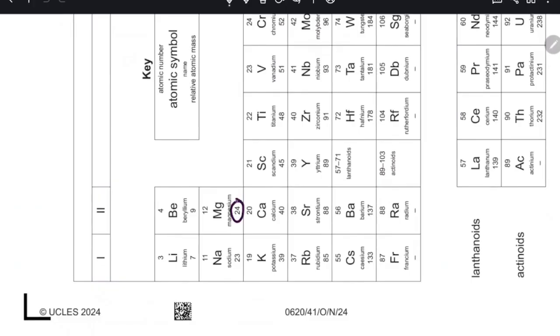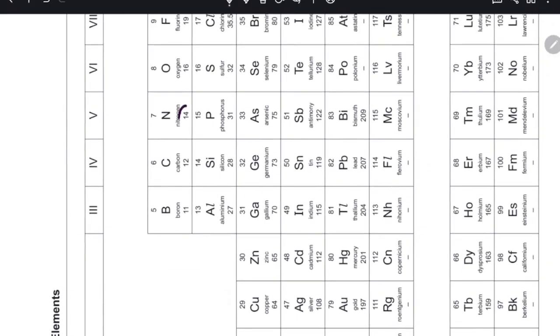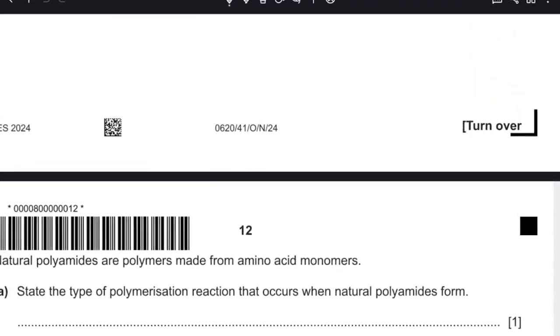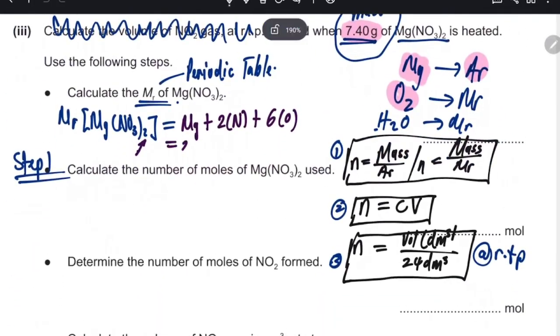Mg, what is the mass? 24. Nitrogen, what is the mass? 14. Oxygen, 16. So it's 14, 16, and 24. So you're going to say Mg is 24 plus nitrogen is 14, so it's 2 by 14, plus oxygen is 6 by 16. What do you get?